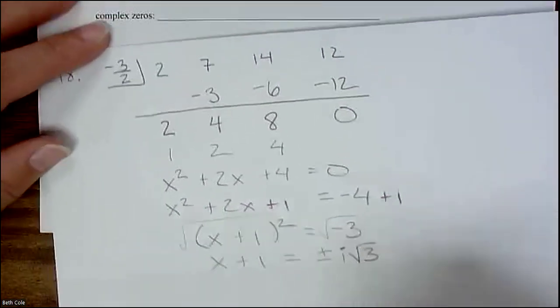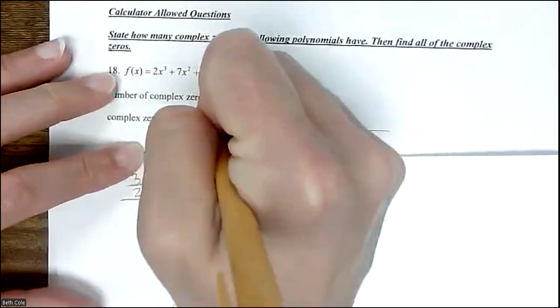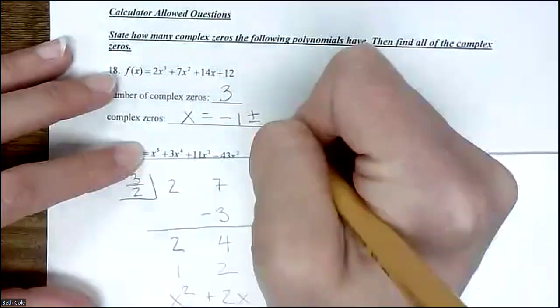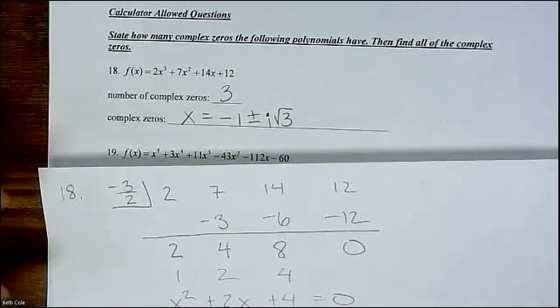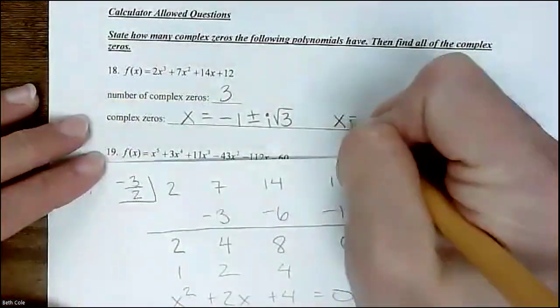And then what's the last step? I'm going to write these answers on the line here. -1. Good, so it's -1 plus and minus i square root of 3. Now that's 2 answers. You have to include the other one, which is x equals -3/2.